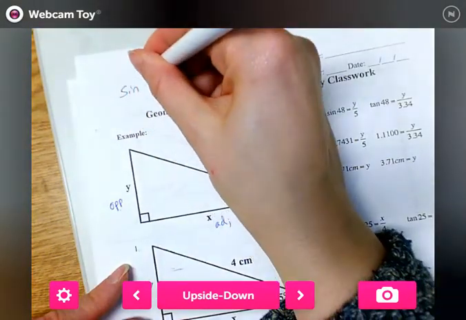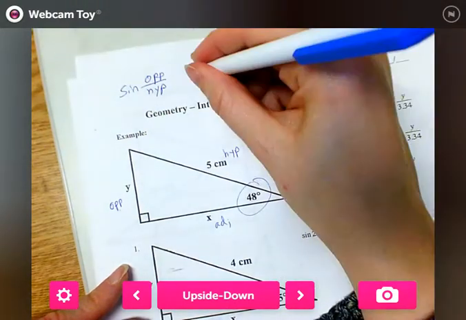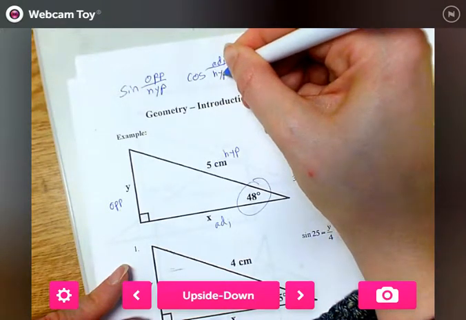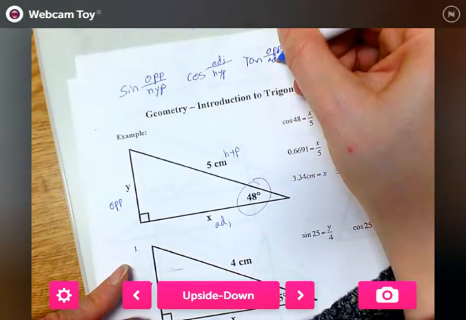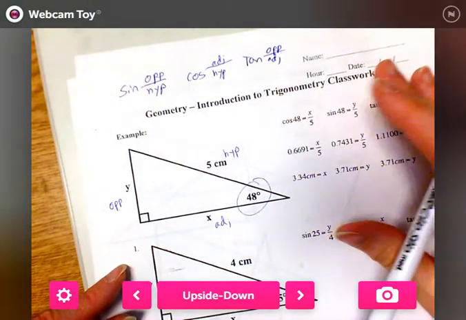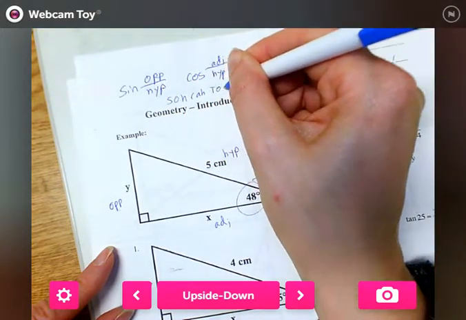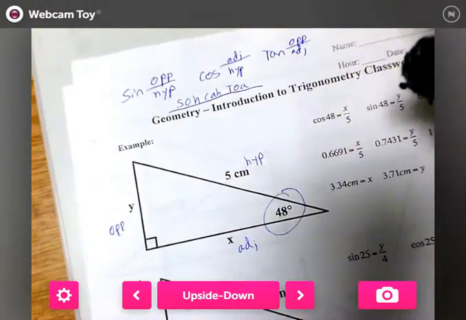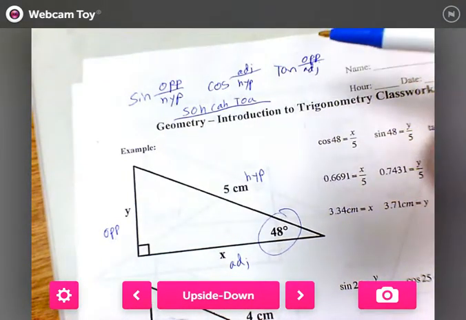Okay? And then we've got these. Sine is always opposite over hypotenuse. You should write this at the top of your paper. Cosine is adjacent over hypotenuse. And tangent is opposite over adjacent. We also call this SOHCAHTOA so that you can memorize it. Makes it a little bit easier. Can you guys see that? Sine is opposite over hypotenuse, cosine is adjacent over hypotenuse, and tangent is opposite over adjacent.